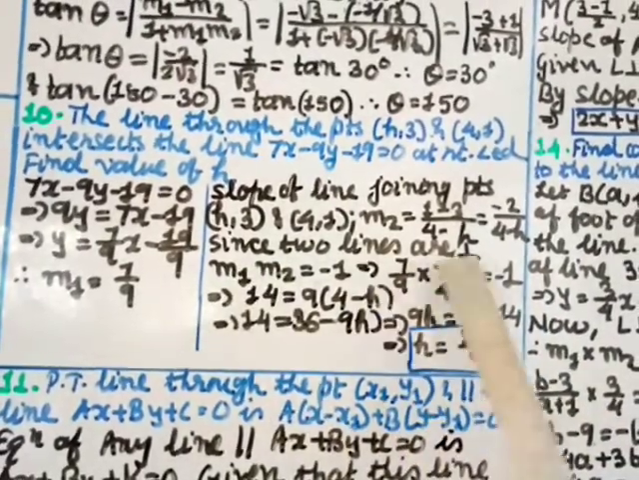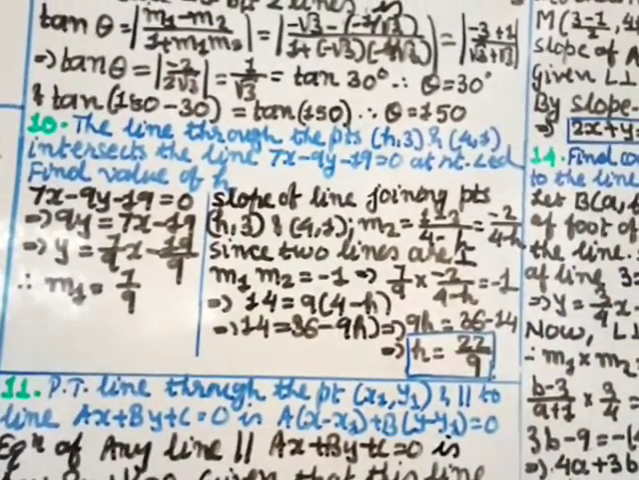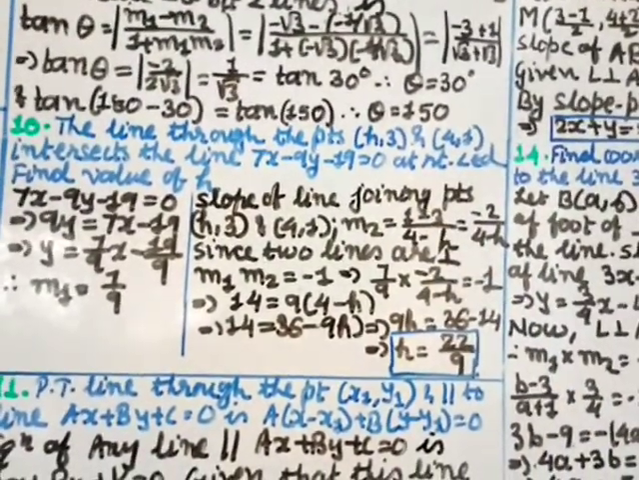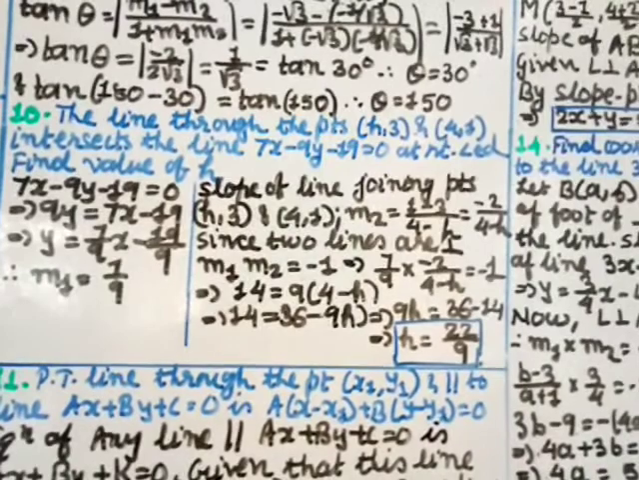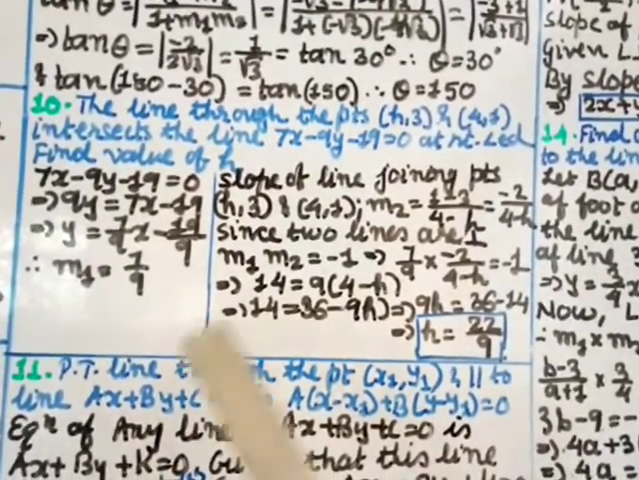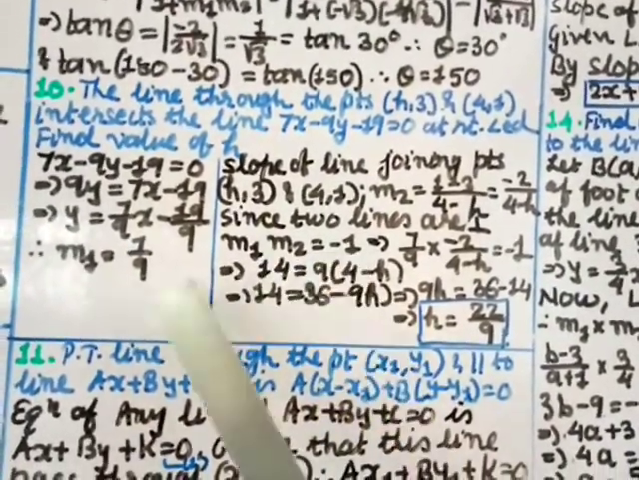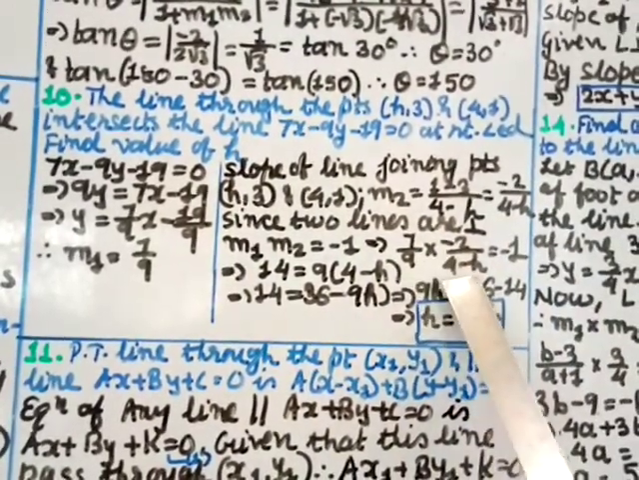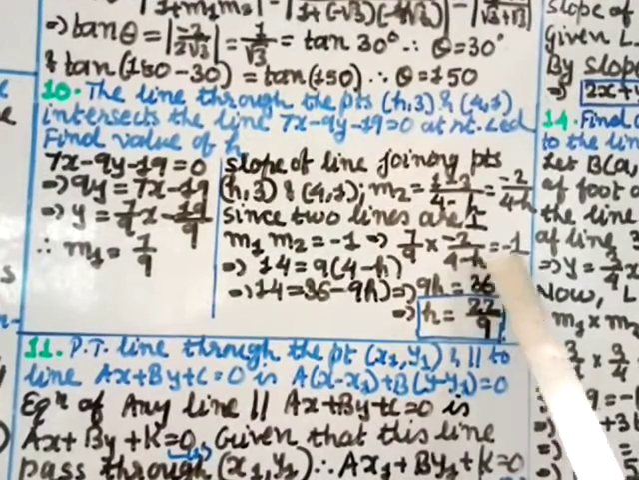Now since the two lines are perpendicular, they have given us that they are intersecting at a right angle. That means they are perpendicular. If they are perpendicular, then the product of their slopes is minus 1. So you can say m1 into m2 is equal to minus 1. m1 value is 7 by 9 into m2 value is minus 2 by 4 minus h equal to minus 1.